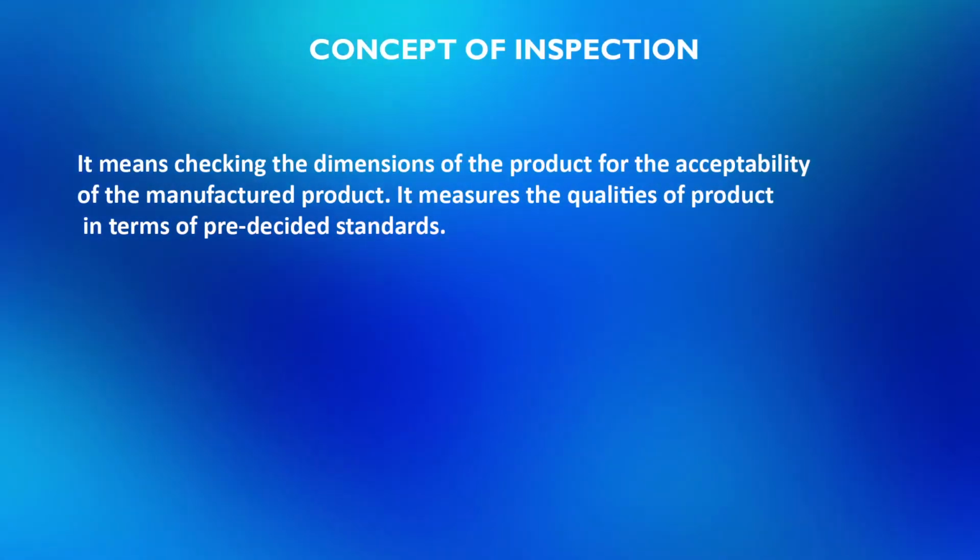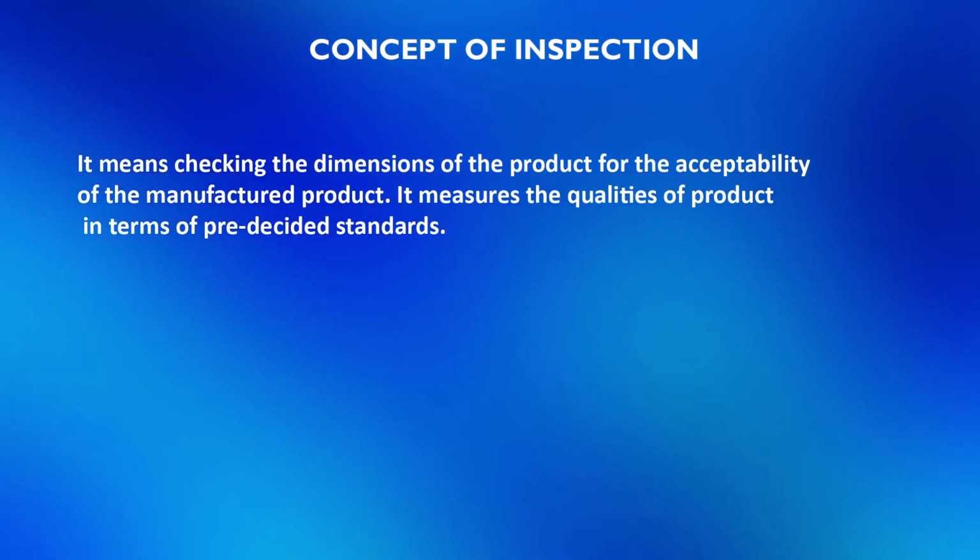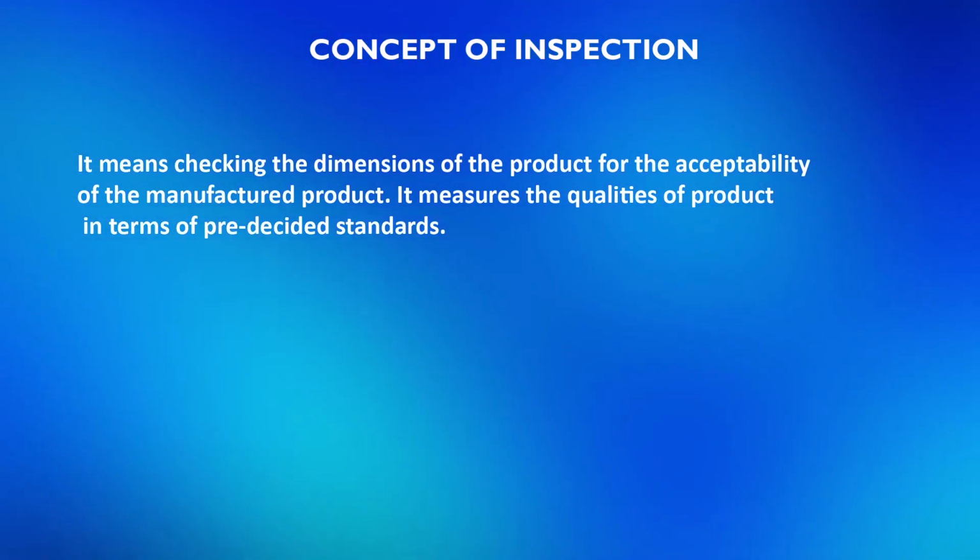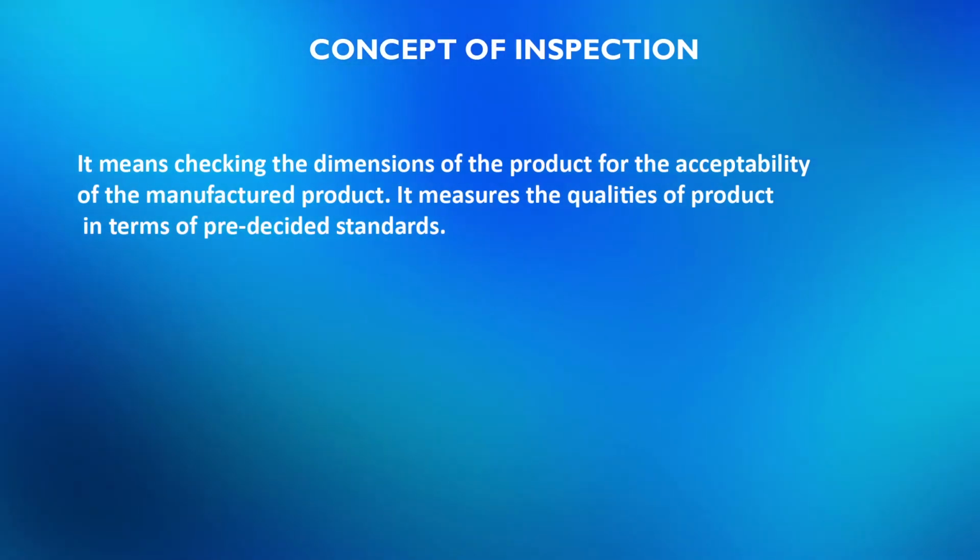For that, the dimensions will be there, and those dimensions should be checked by the quality inspectors to see whether the product is coming according to the design standards or not. That is the purpose of inspection. Inspection is used in the manufacturing of products, while parts are being manufactured. The concept of inspection means checking the dimensions of the product for the acceptability of the manufactured product.